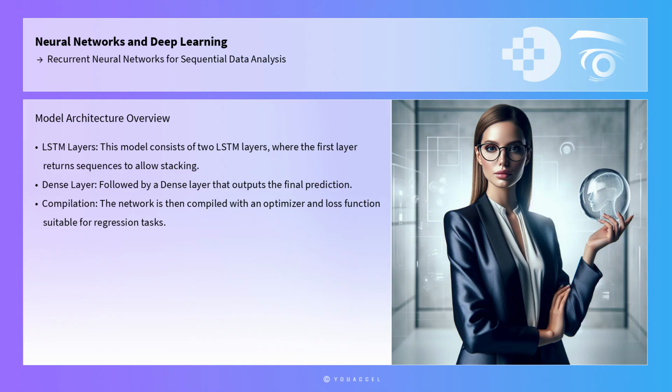This model consists of two LSTM layers, where the first layer returns sequences to allow stacking, followed by a dense layer that outputs the final prediction. The network is then compiled with an optimizer and loss function suitable for regression tasks, such as mean squared error, to measure the discrepancy between predicted and actual values.